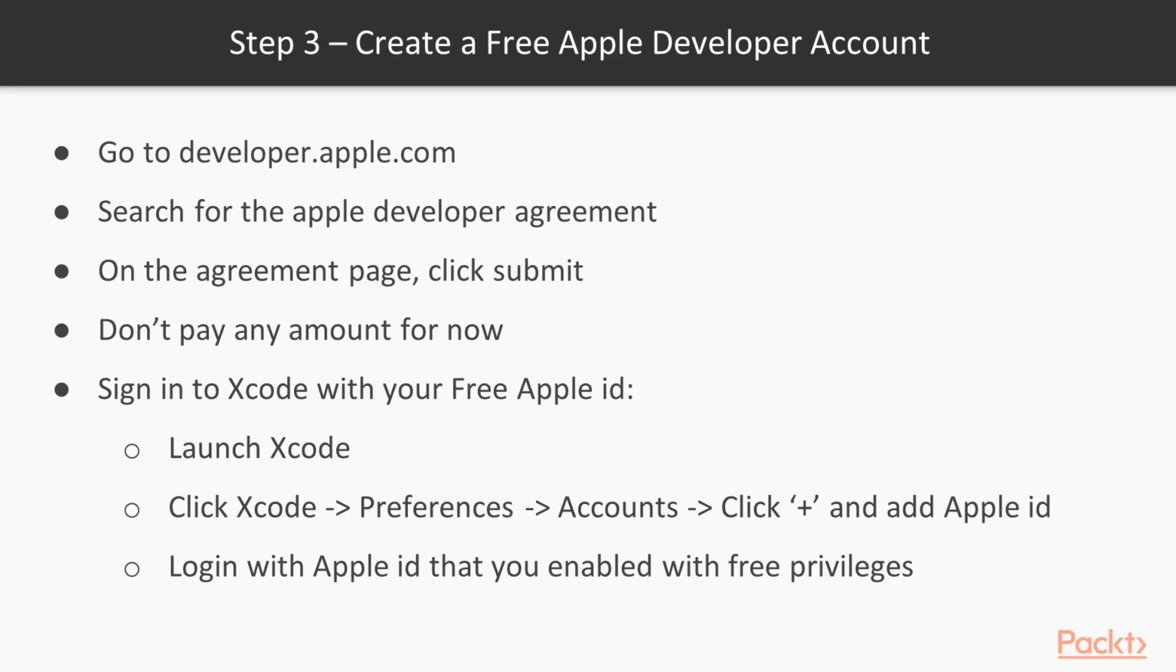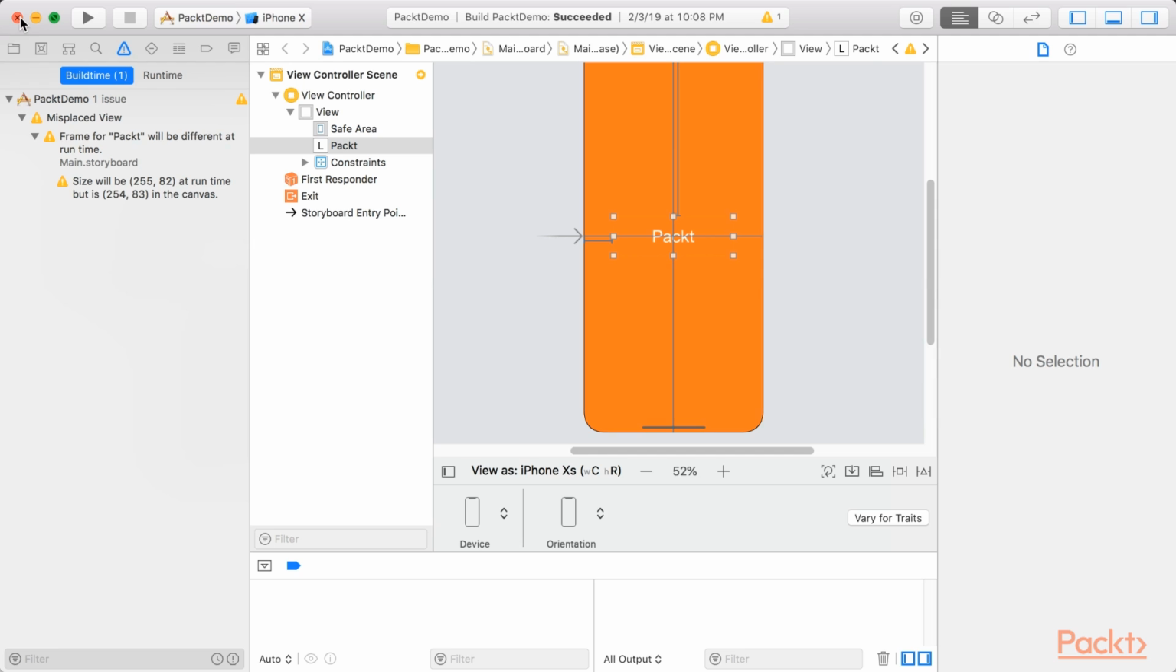Once you have run your first iPhone application on the simulator, now you want to run it on the iPhone. For this, you need to create a free Apple developer account. You need to go to developer.apple.com, create a free Apple developer account, and then sign into Xcode with this free Apple ID.